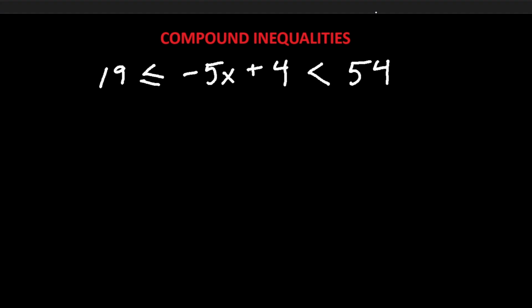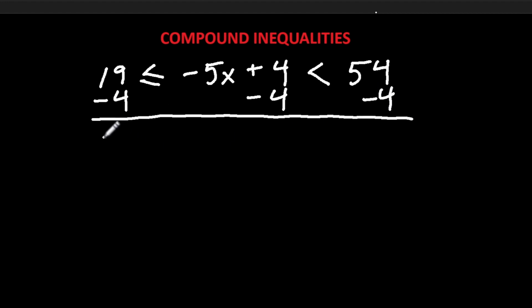Now, sometimes you're given an inequality where it's already connected like this, and it's just as fast. There's a method where you do both of them at the same time. Since I need to get x by itself in the middle, I'm going to subtract 4 from each of these terms here, which is going to give me 15 is less than or equal to minus 5x, which is less than 50.